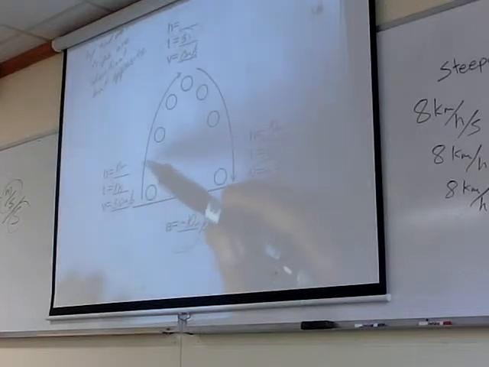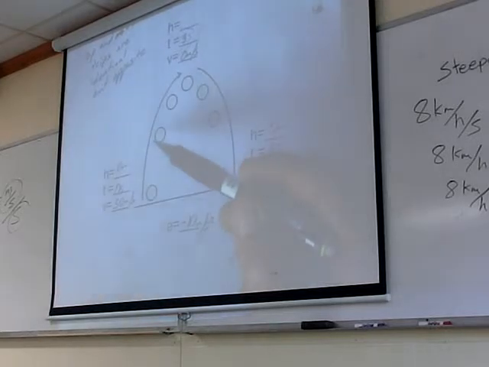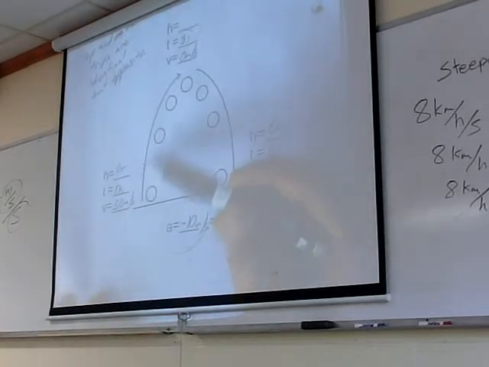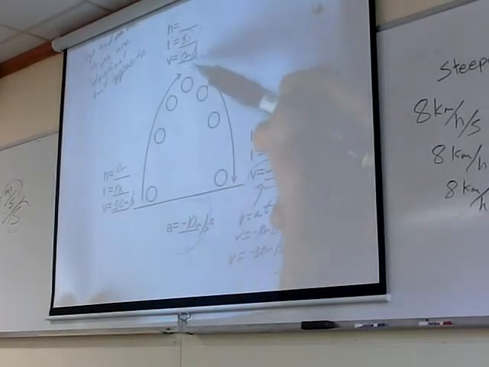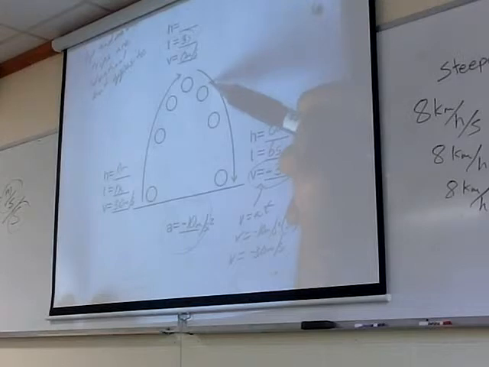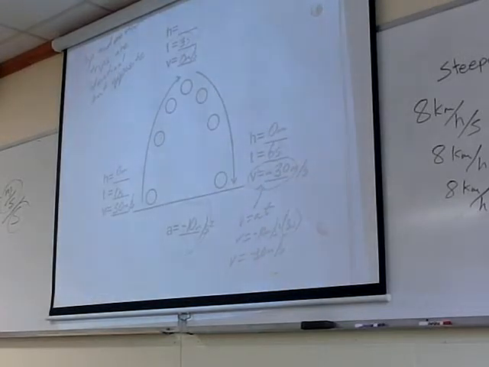So it's going 30 meters per second. After 1 second, it's going 20. After 2 seconds, it's going 10 meters per second. After 3 seconds, it stops. Then at 4 seconds, another second, it's going negative 10. Another second, it's going negative 20. And finally, at 6 seconds, it's going negative 30. So the question was, is the height at the top 90 meters?